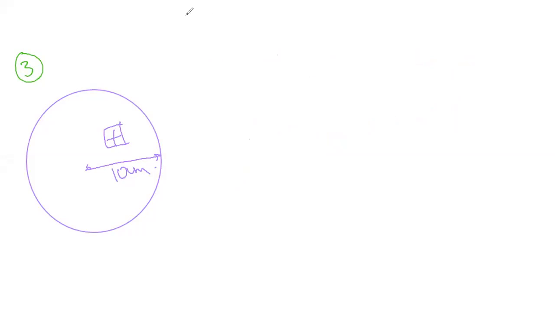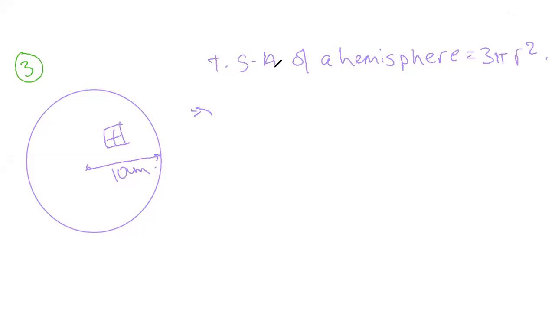So our total surface area, TSA, of a hemisphere. Write the statement, the complete statement, is equal to 3 pi r square. Okay, now all we have to do is just substitute the values, 3 into 22 by 7. Now in this question it has specifically mentioned that pi is equal to 3.14. So we'll use 3.14 instead of 22 by 7.